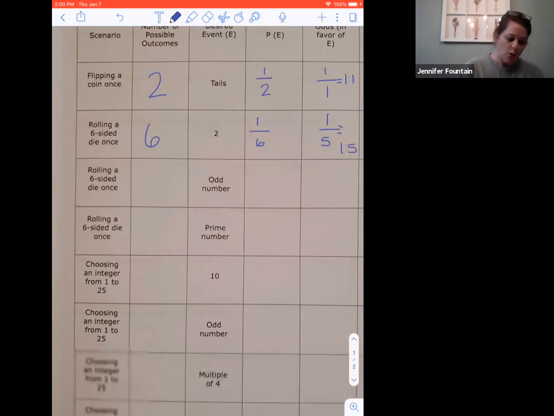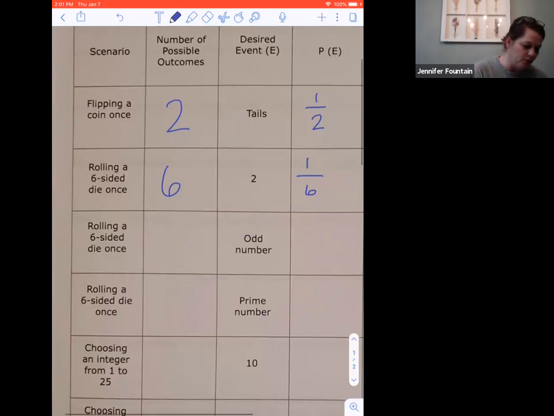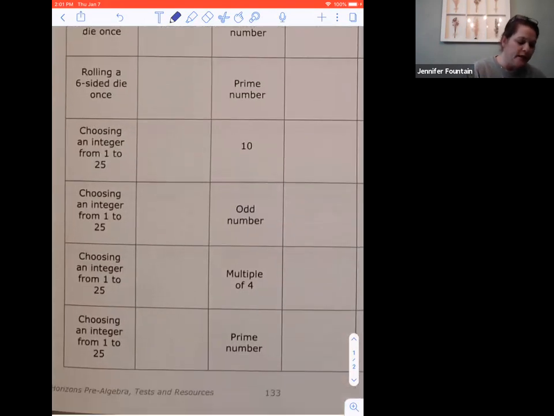Let's do one more. Again, rolling a 6-sided die. Actually, let's go to one of the ones at the bottom because we've done rolling a die and I'm kind of tired of that one. Let's look at integers.